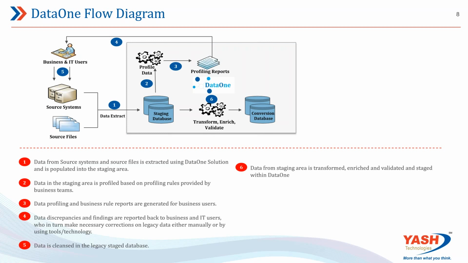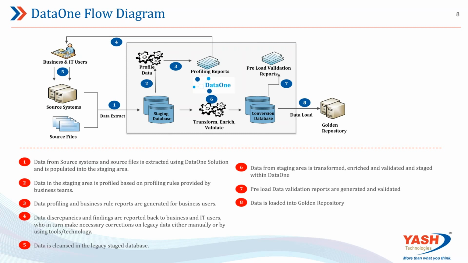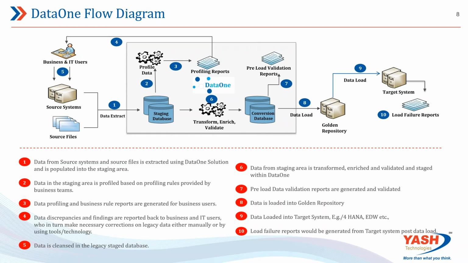So here data is taken through a rigorous cycle where every record is processed for accuracy, for conformity, and meeting the standards. And once the data is converted and stored in the conversions database, another set of reports are generated, which are preload validation reports, which show the difference between the initial profiling reports and how much the quality of data has improved. This is again validated by the business and IT team, approved before the data gets loaded finally into the golden repository. And from there, we will load the data to the target system, which could be an SAP system, a HANA system, or an enterprise data warehouse.